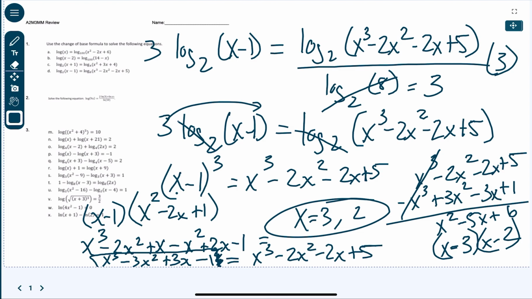All right, let's do one more then. Oh, was that it? Oh, wait. I did that on C. I need to check that again. 3 minus 1 is okay. So either way, that works. Never mind. That was D.